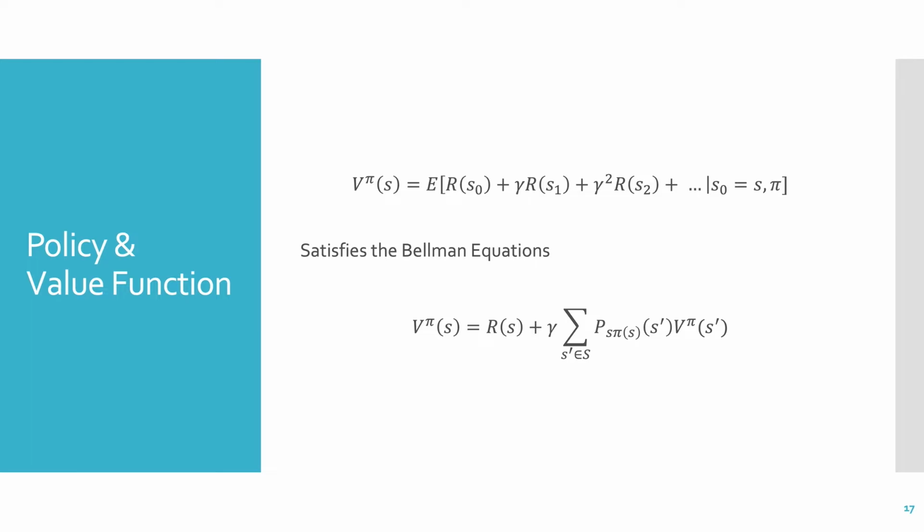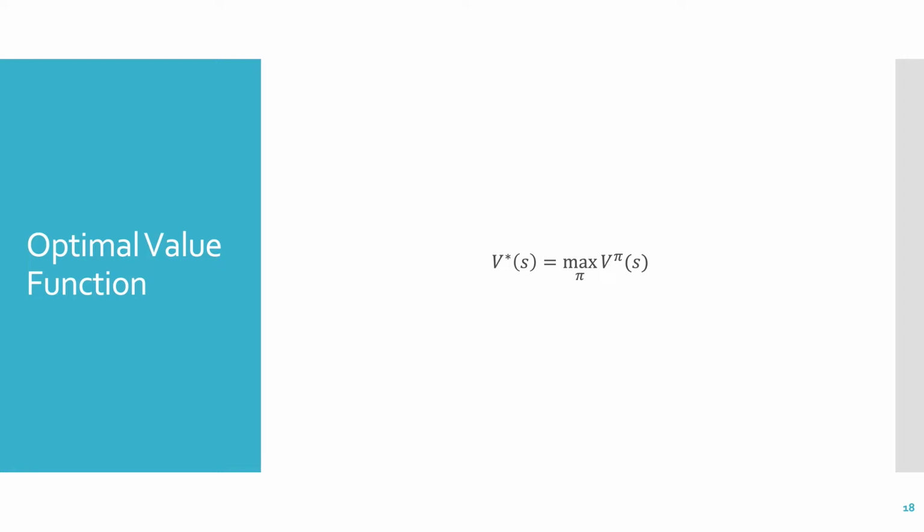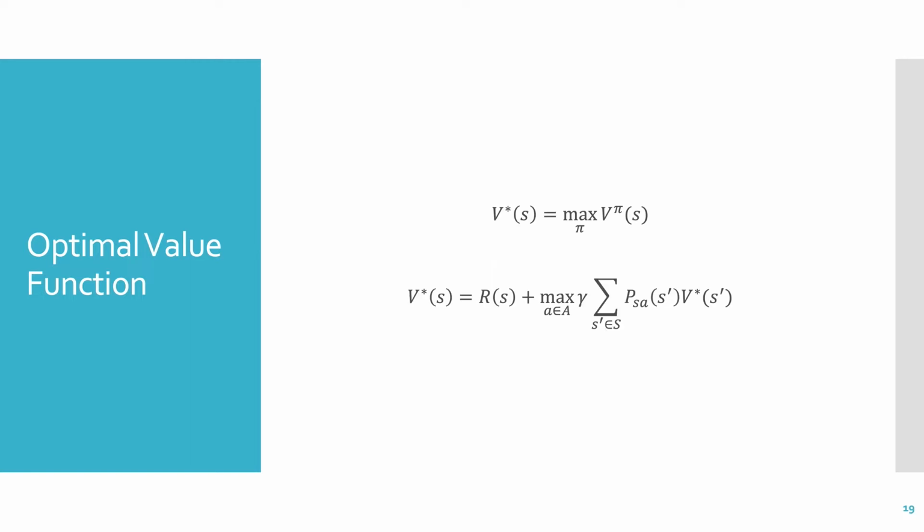In a finite state Markov decision process, that is, there's a finite number of states, we can actually write down one of these equations for every state S. This will give us S number of linear equations, which we can efficiently solve for V pi of S. We define the optimal value function as V star, which is the maximum of all value functions over all policies. If we apply the Bellman equation, this is equivalent to the second equation here.